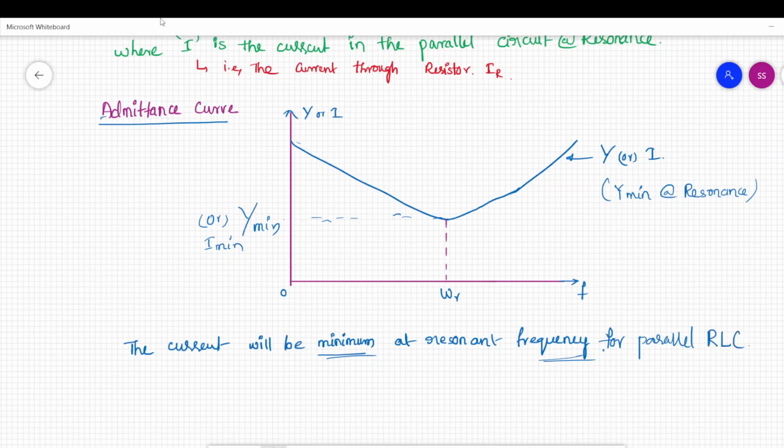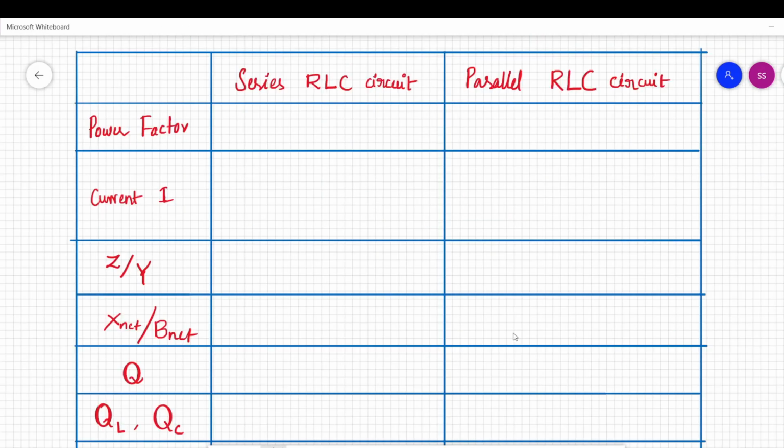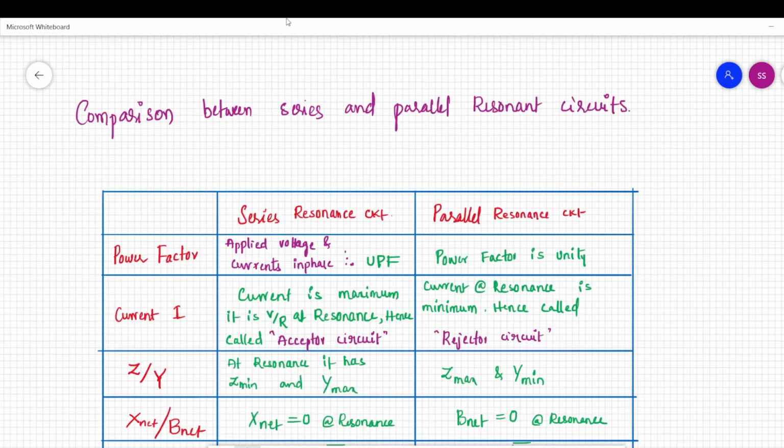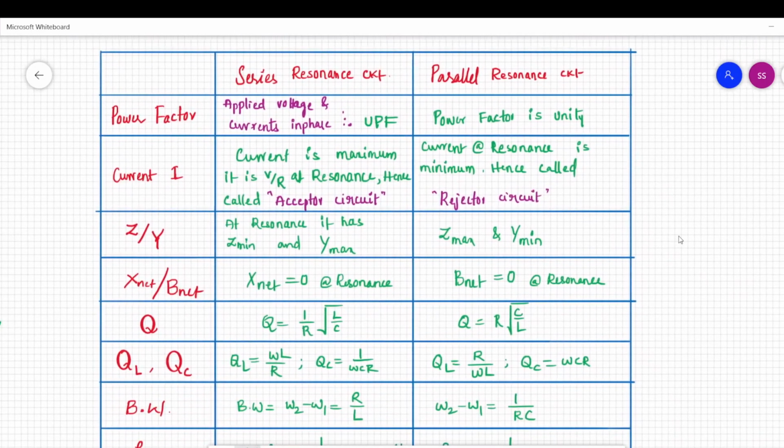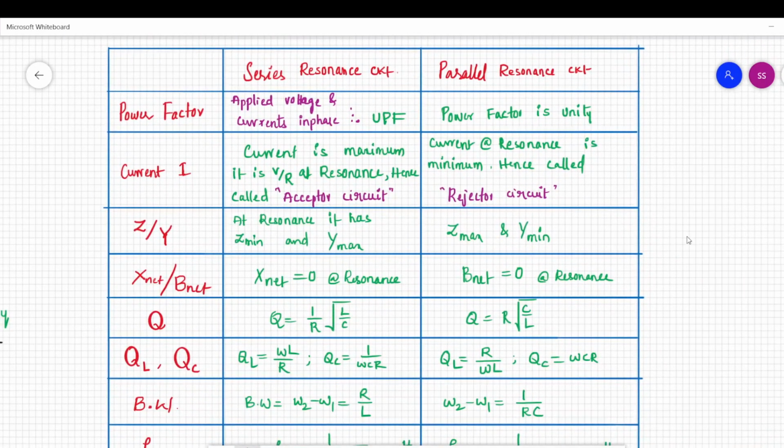Okay, now let us have one problem. So let us compare the things: comparison between series and parallel resonant circuits. Okay, so here on the left side we are having the parameters to compare between series and parallel circuits. The first thing we are going to compare is power factor. Power factor is unity for both the circuits at resonance.